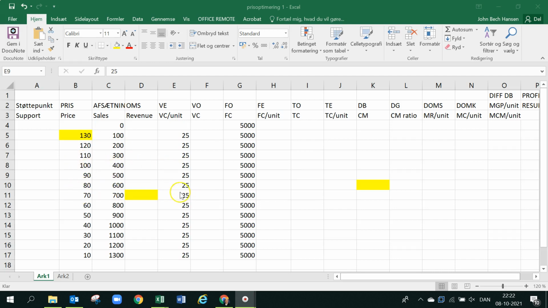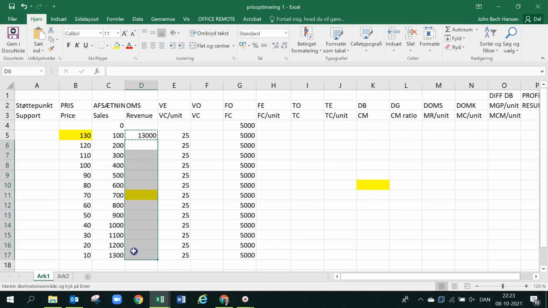And we have different scenarios showing what the sales will be in a given period of time if we choose this price here. And now we will try to find out where we have the best price, the optimal price. So the first thing we can do is to calculate the revenue, and that's the number of sales multiplied by price, and we can copy that down.